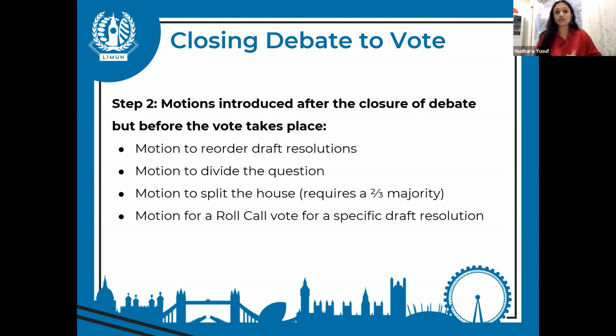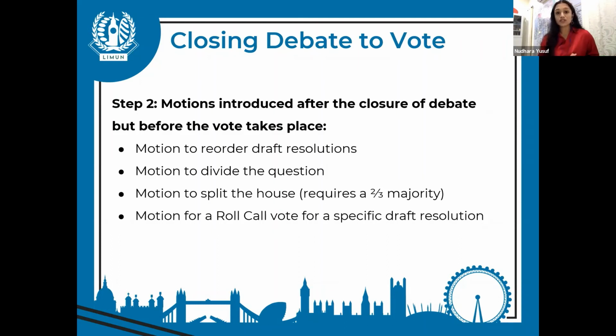So these motions include a motion to reorder draft resolutions. You'll vote on draft resolutions in the order that they were introduced into committee and approved by the chairs. If for some reason the committee feels that we should reorder the draft resolutions vote, because obviously if there were 2 draft resolutions submitted and one doesn't get voted in, the other one sort of automatically takes over the committee, and therefore you might wish to reorder your draft resolutions. So that's one of them.